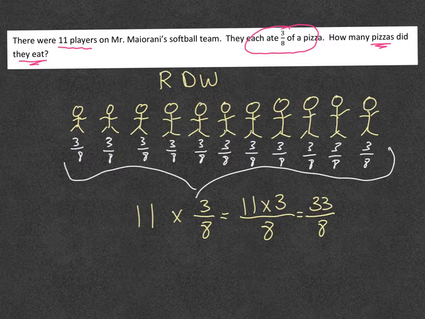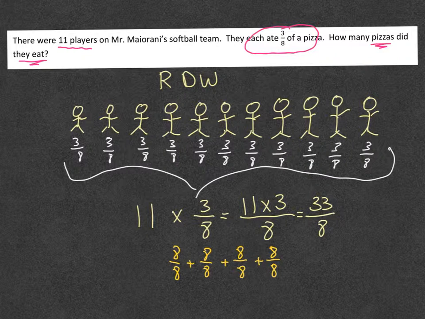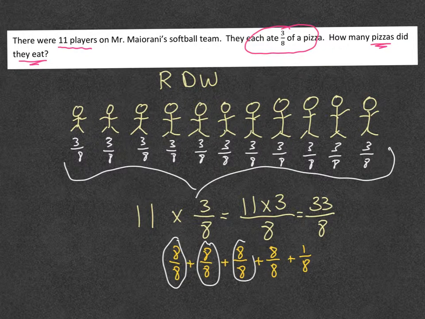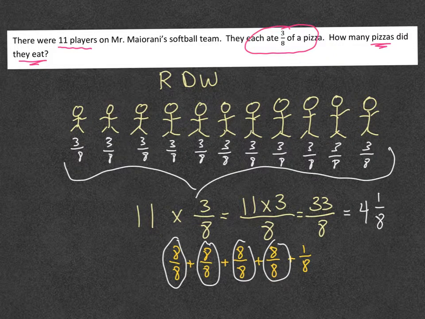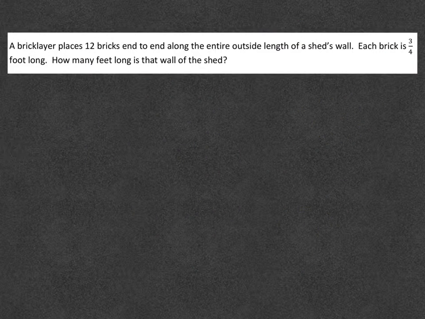So let's start doing that. So we've got 8/8 plus 8/8. That would give us 16/8. Then another one would give us 24/8. Another one will give us 32/8. So we're very close, but cannot add another 8/8. So we're left with 1/8 left over. And how many wholes do we have? We have 1, 2, 3, 4 wholes and 1/8 left over.